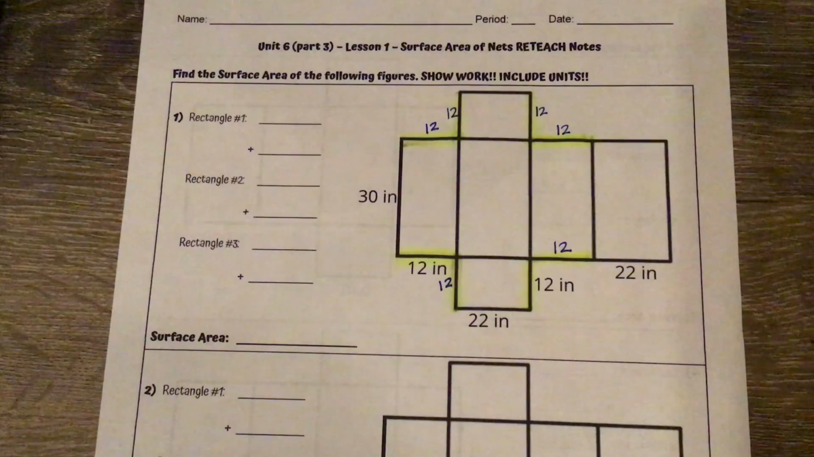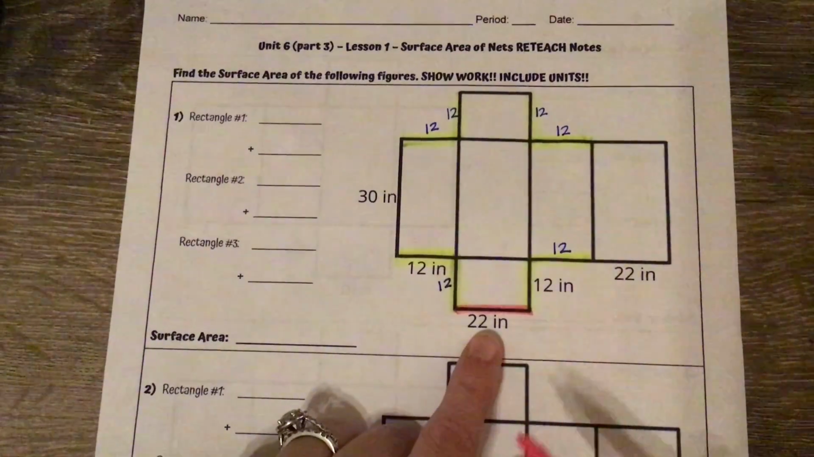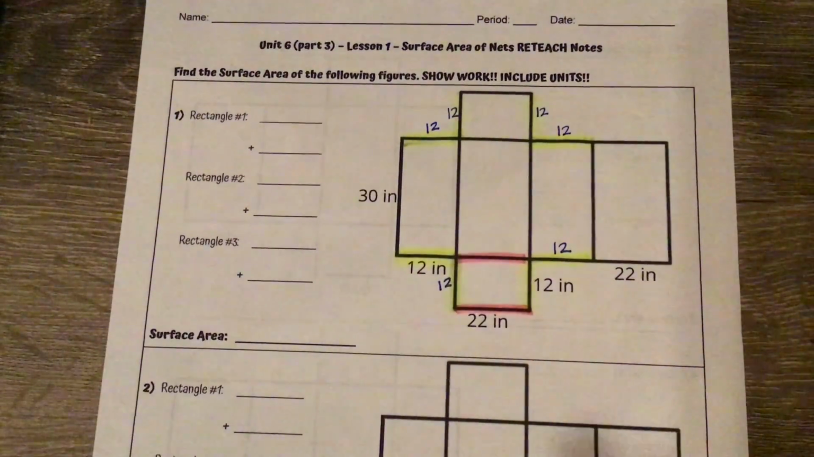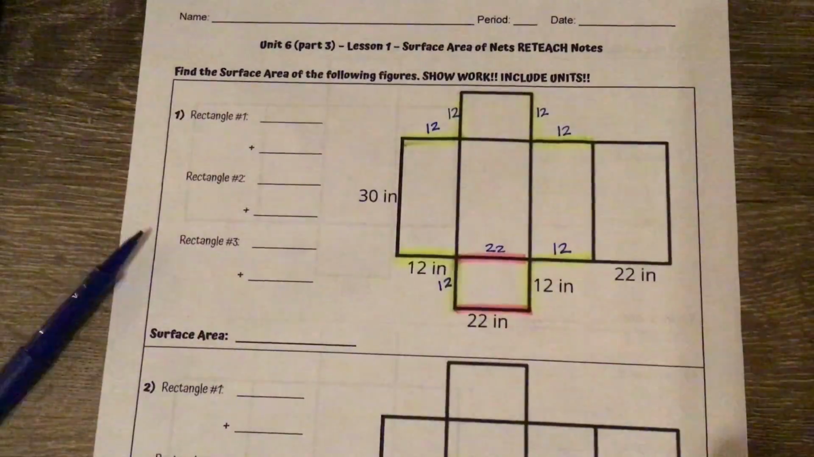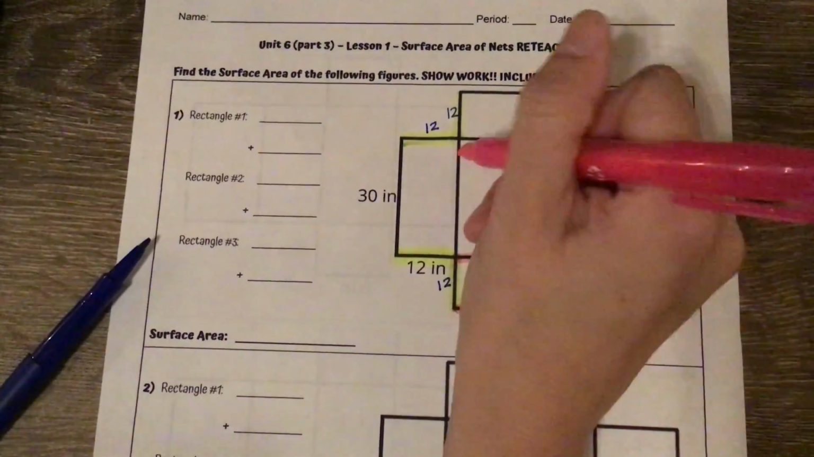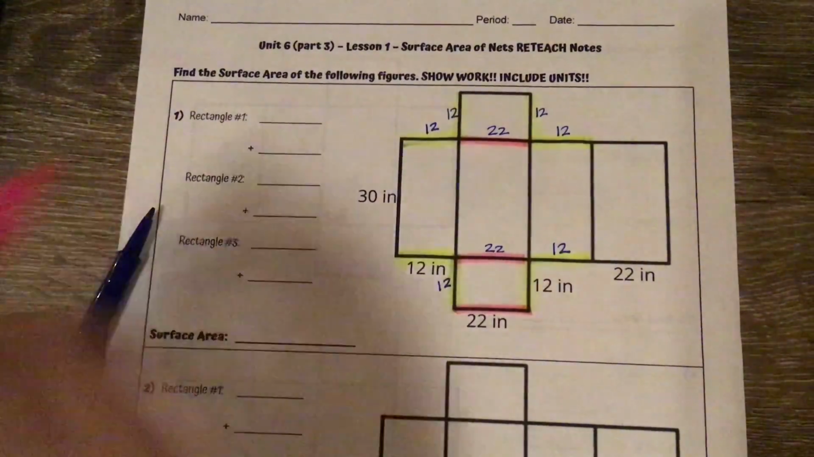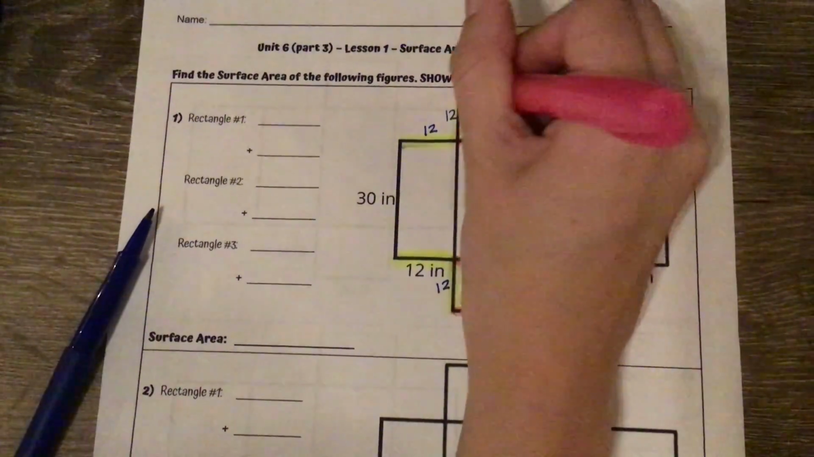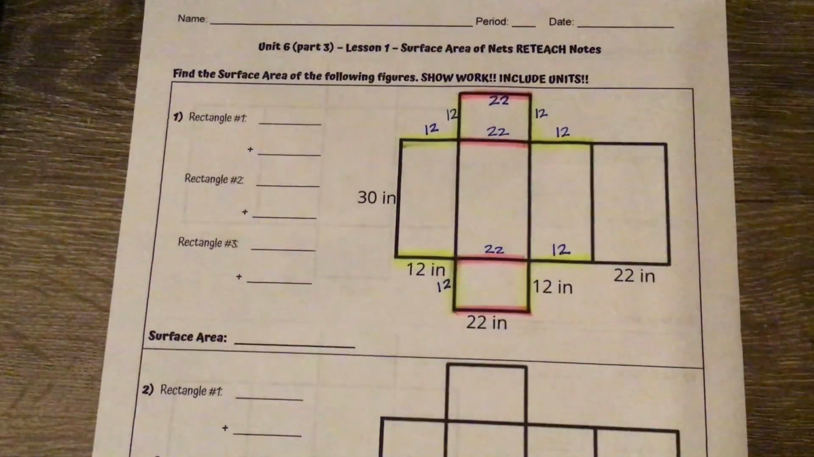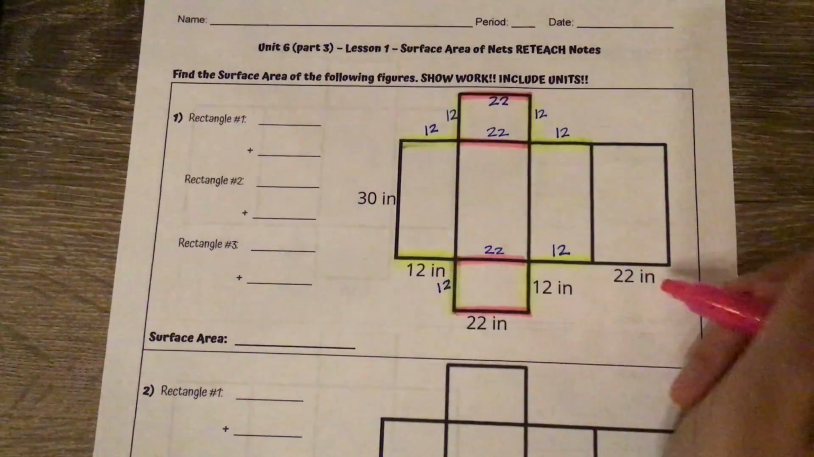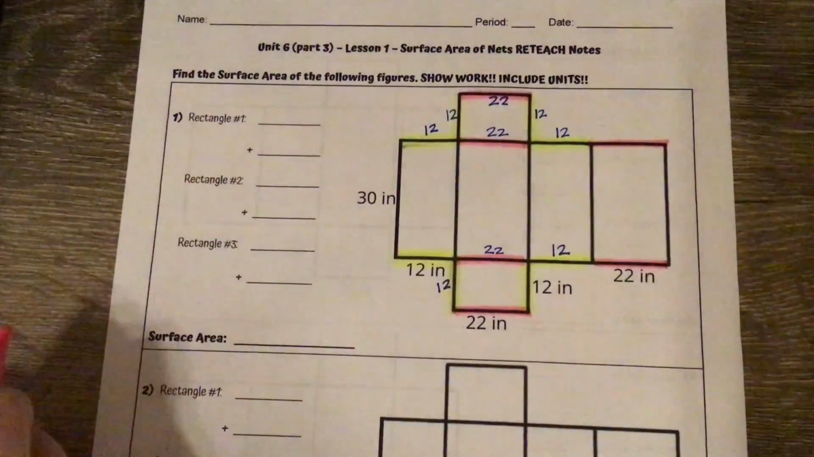Now let's look at this measure here of 22. If the bottom of this rectangle is 22, the top of this rectangle is 22. The same goes for the next rectangles. I also see the measure of 22 over here. If the bottom is 22, the top is 22.